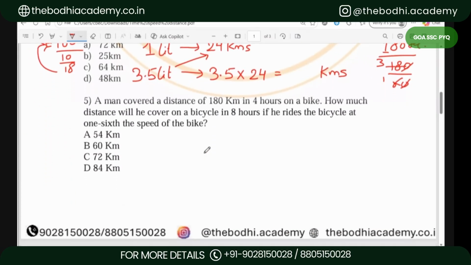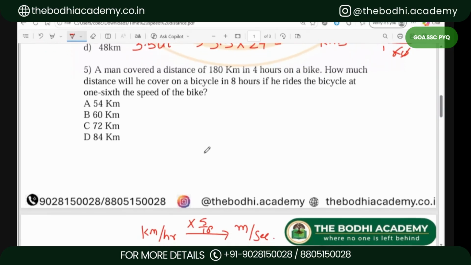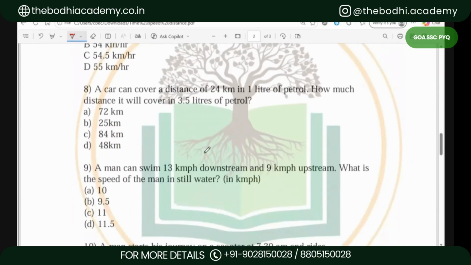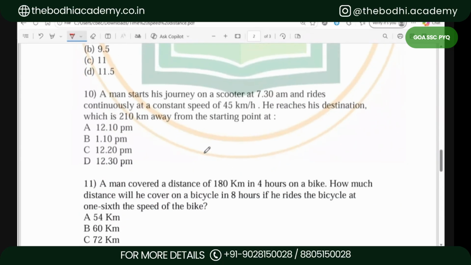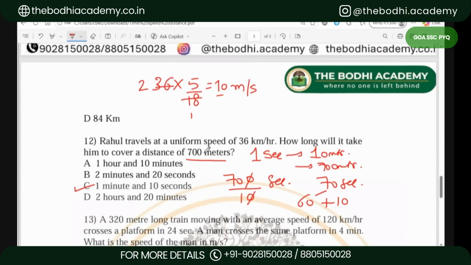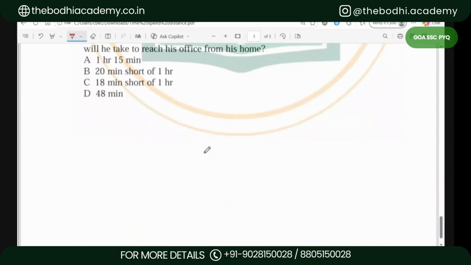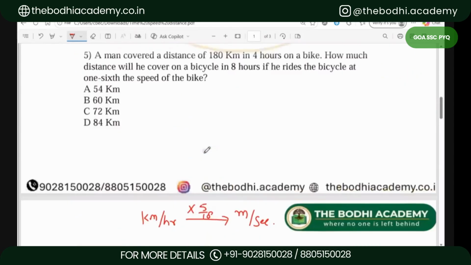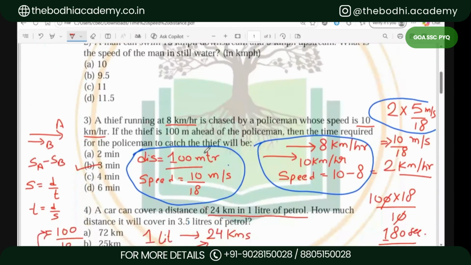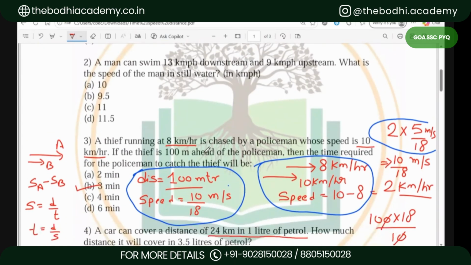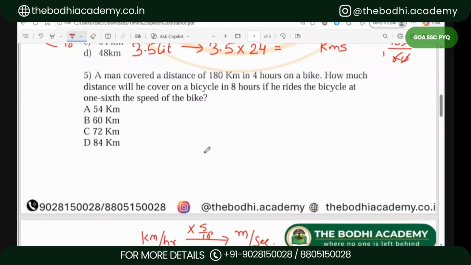Okay, let us move ahead. Let us see if there is any relative speed question in this. Okay, no relative speed question. That was one question which had come. Now let us take a question from here.